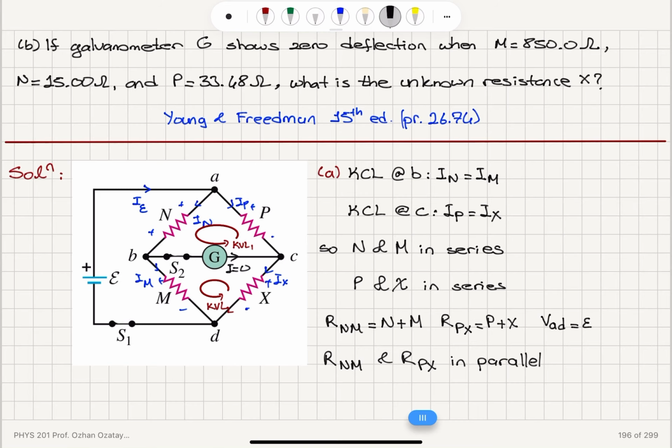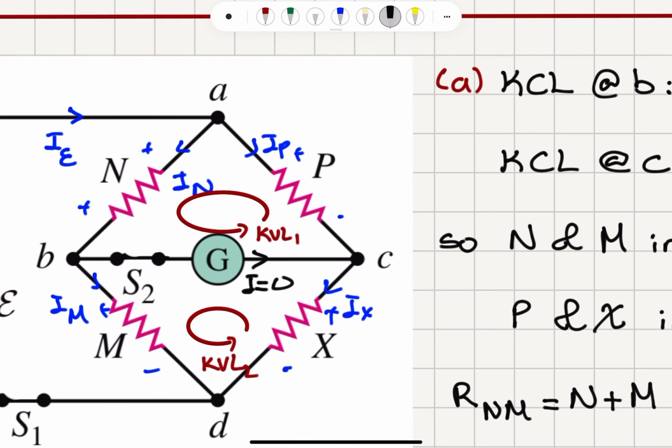Okay. Now, if I look at this loop, KVL1, starting at point A, I go back to point A by following this path. So basically, I'm flowing in this direction. So this is going to be capital N times IN. So this is plus, minus. That's the voltage drop here.